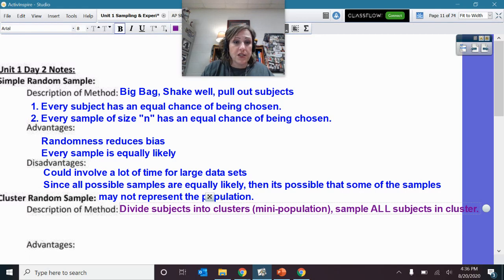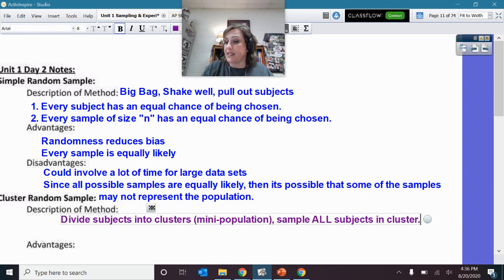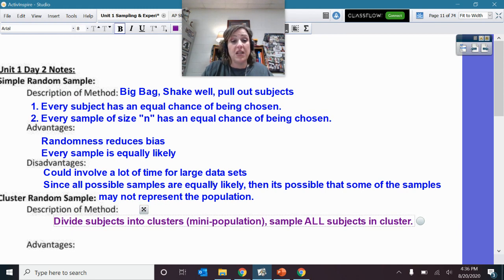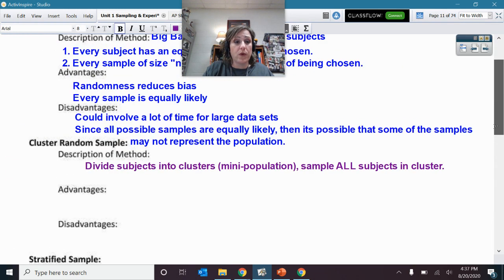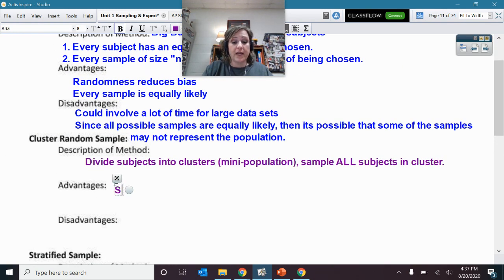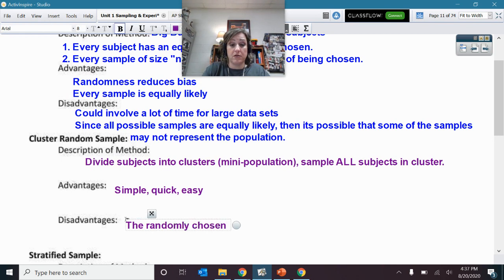All right. So there is the description of what's happening with that. Okay, advantage: it is pretty simple, quick, and easy. So that's very nice. A disadvantage is, what happens if the randomly chosen cluster may not be representative of the population?